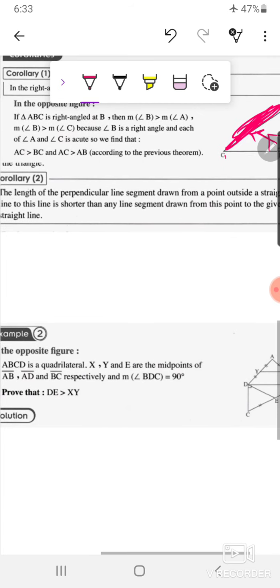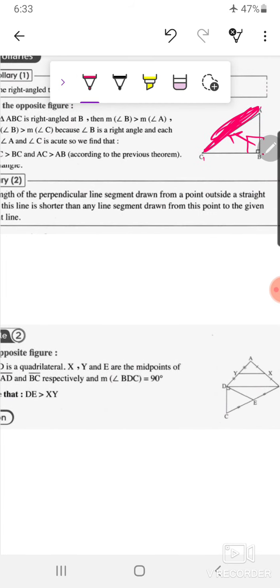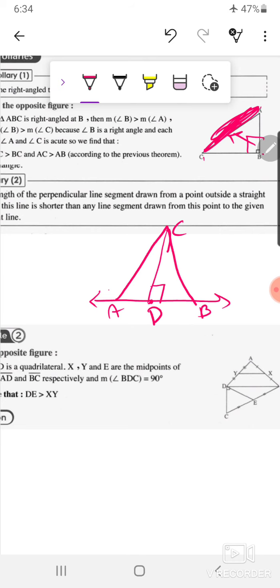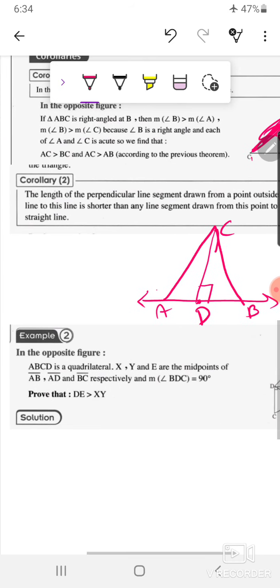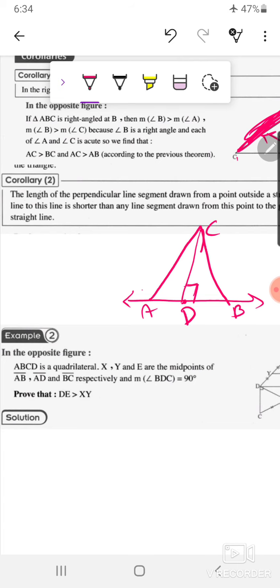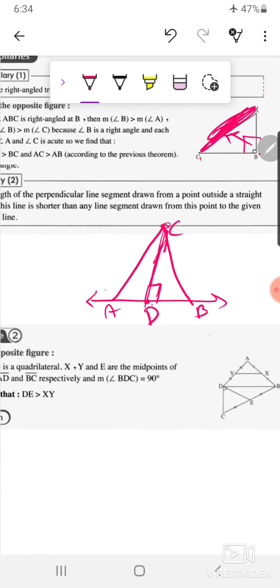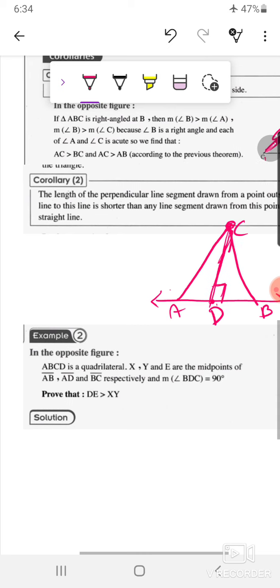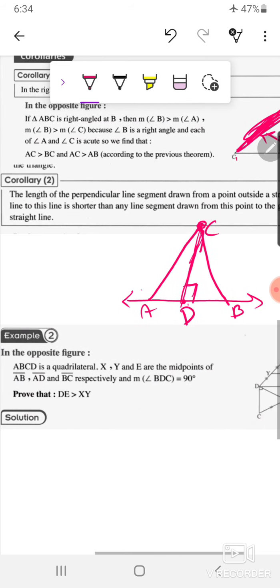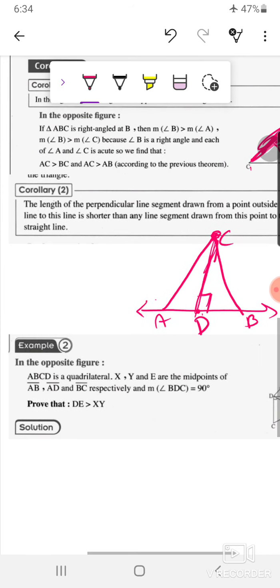If the length of the perpendicular line segment, let's draw it. Here you have a straight line and a triangle, and this one will be perpendicular to it, which is called A, B, C. This one is called D. Here, the length of the perpendicular line segment from a point outside a straight line, which is point C, to this line is shorter than any line segment drawn from this point to the given straight line.